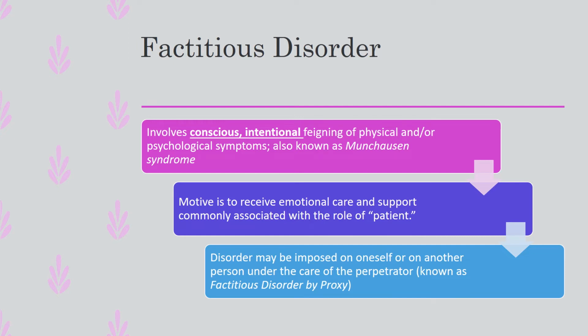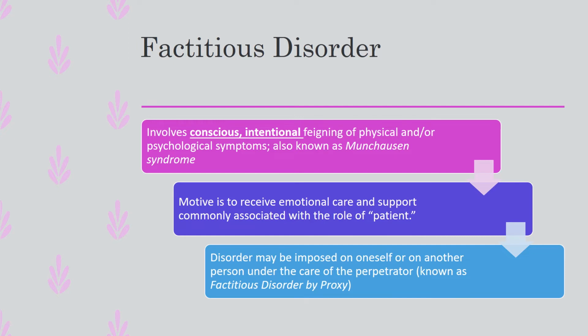Factitious disorders involve some sort of conscious, intentional feigning of physical and/or psychological symptoms. This is formerly known as Munchausen syndrome. And when I say Munchausen syndrome, you probably know what I'm talking about. With this disorder, the motive is to receive some sort of emotional care and support, and it's usually associated with the individual liking to be in the role of the patient or the victim.